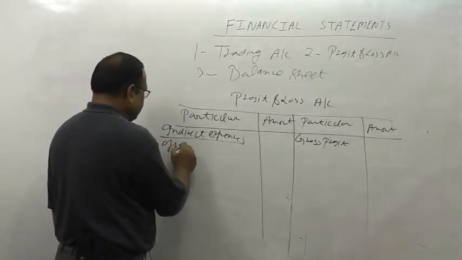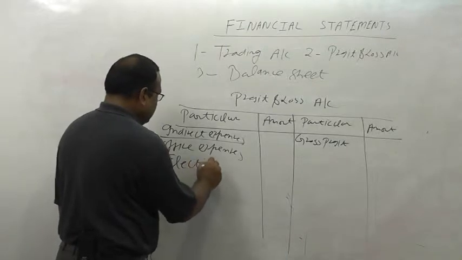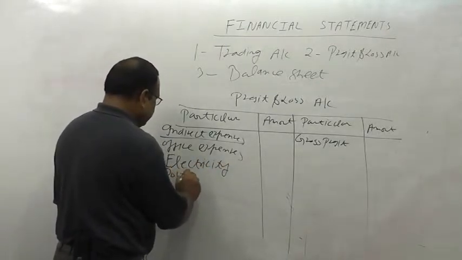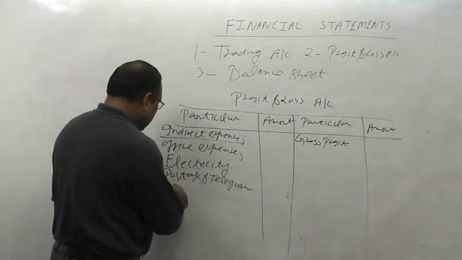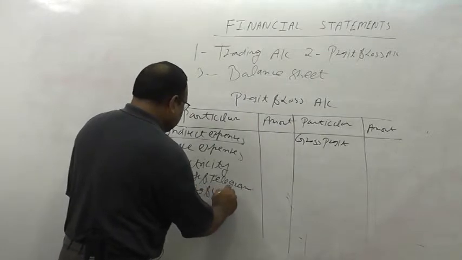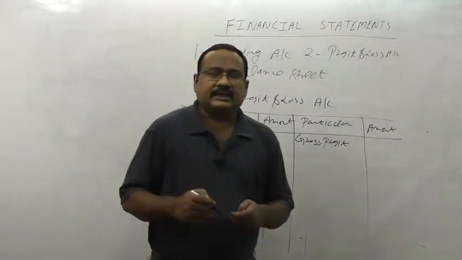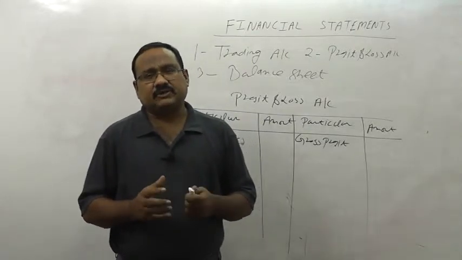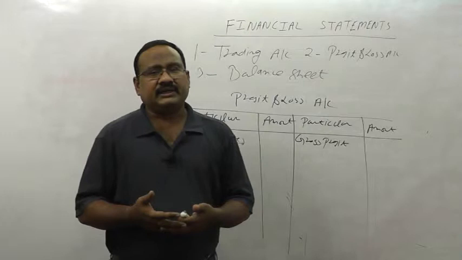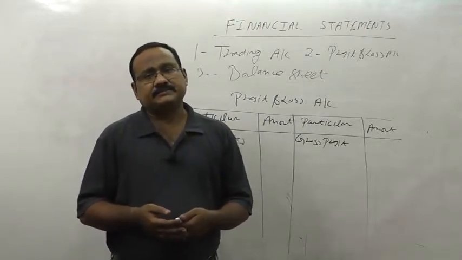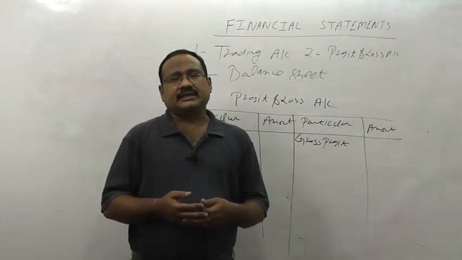Indirect expenses: office expenses, electricity, postage and telegram, printing and stationery, all the office expenses, the expenses which are incurred in the offices, advertisement, indirect expenses, selling and distribution expenses, packing expenses, carriage outward, discount allowed, commission paid, interest paid, audit fee, legal charges, establishment expenses, trade expenses, bad debts, depreciation, all are indirect expenses and losses.